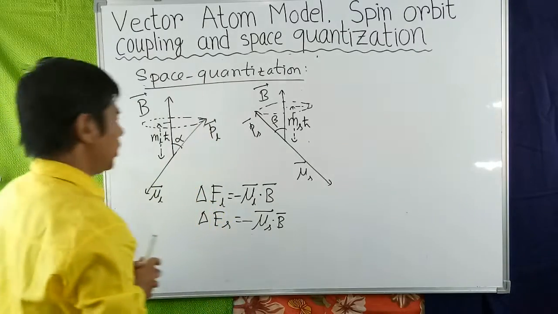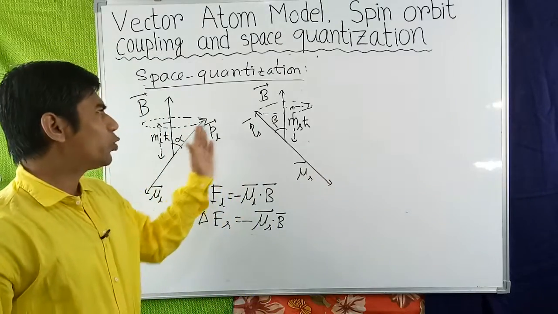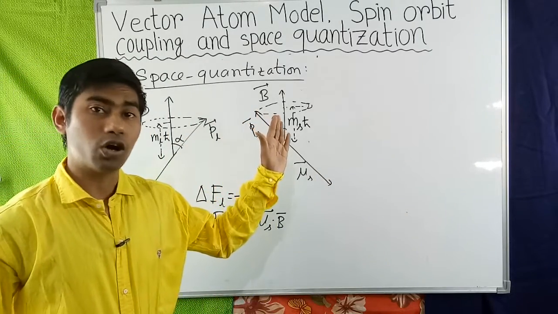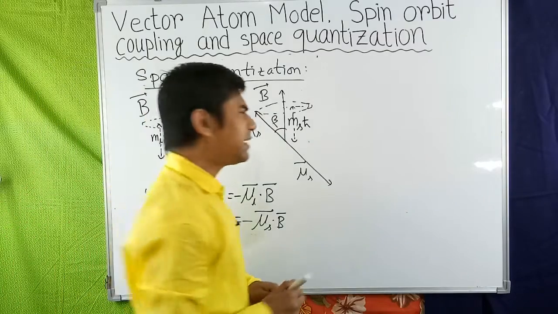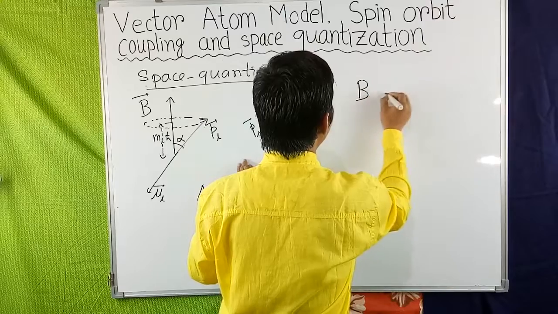Now this is for the case when B is relatively strong. Now suppose B is weak.